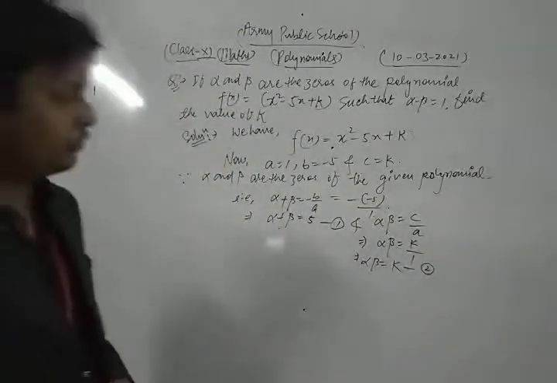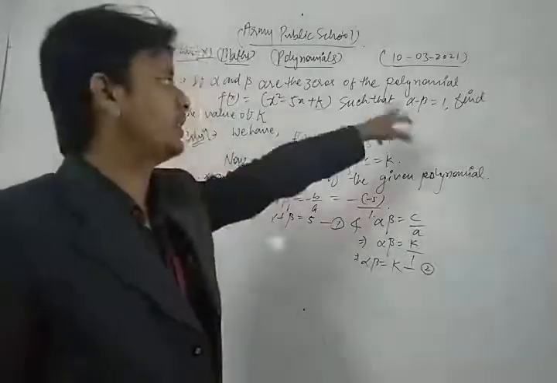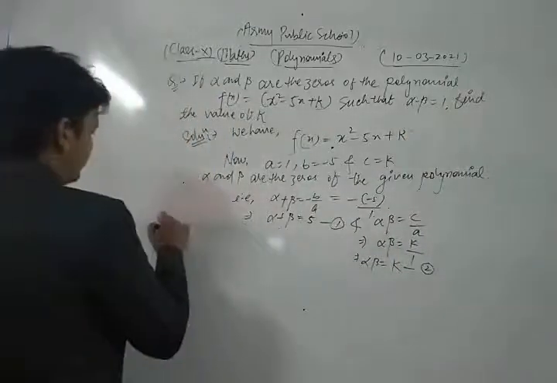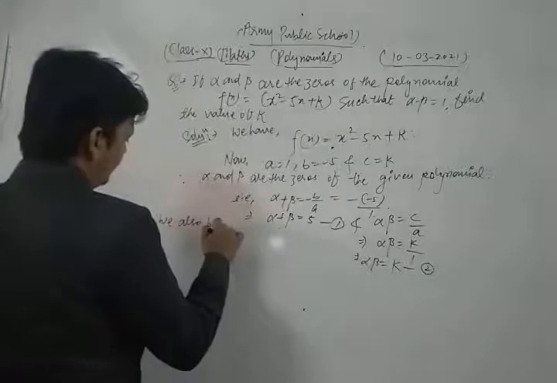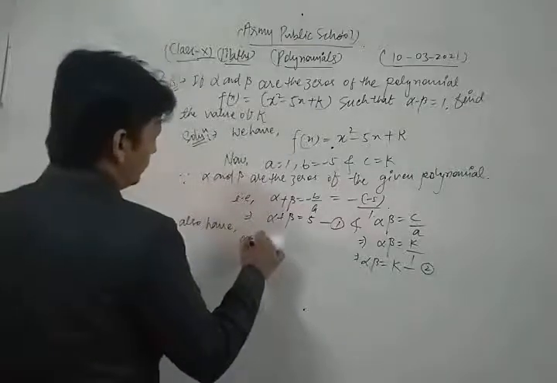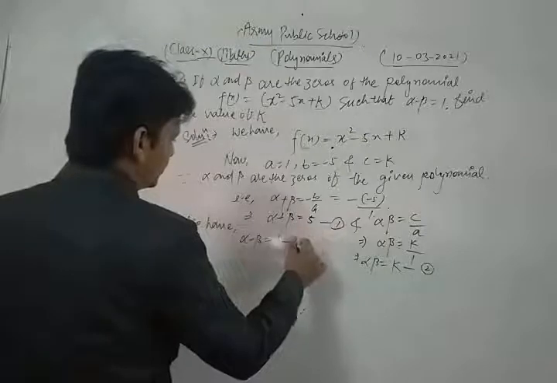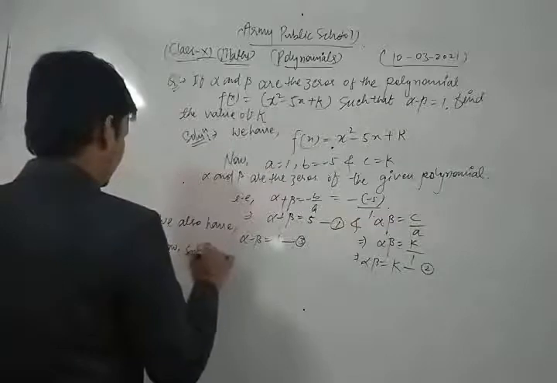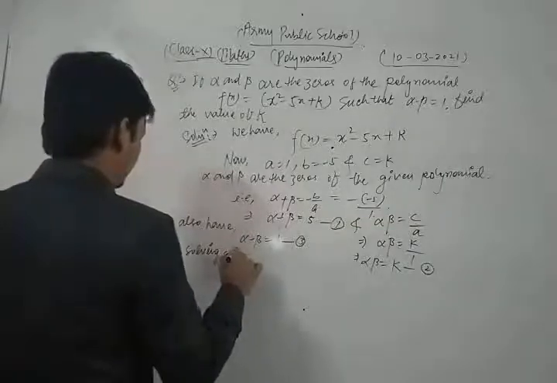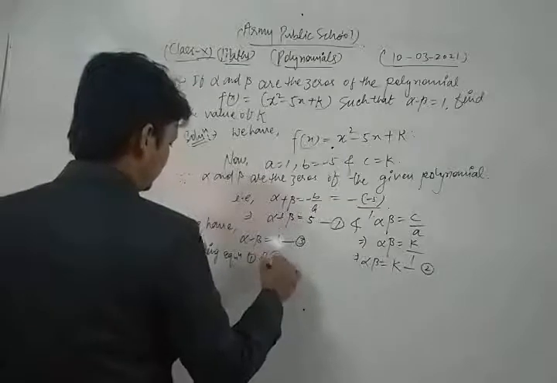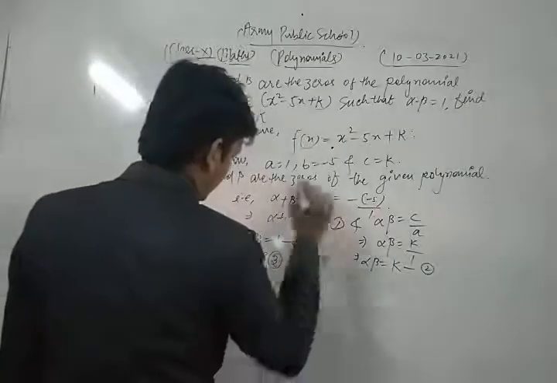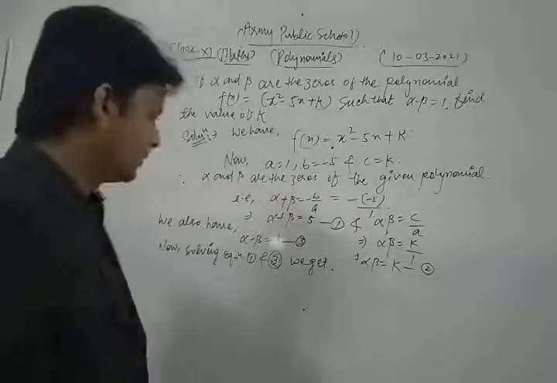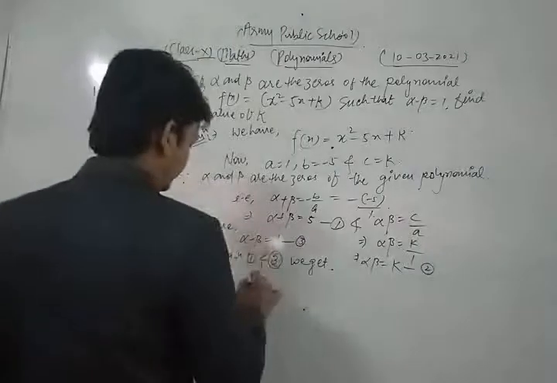And dear friend, we also have a relation between alpha and beta: alpha minus beta is equal to 1. We take this as equation number 3. Now solving equation 1 and 3, we get what, let's see.